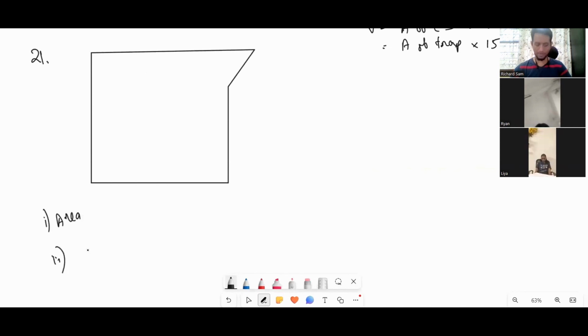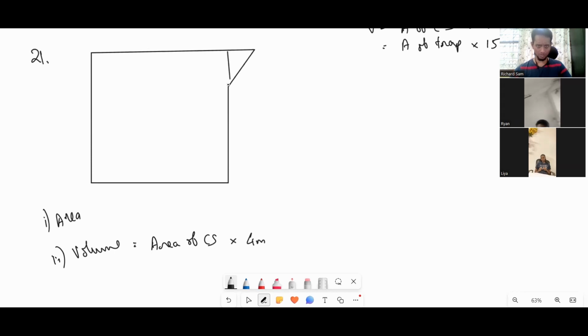Second question is, find the volume. So area of cross section, once we get the area of cross section, how to find the volume? This area of what we just got multiplied by the third dimension. What's the third dimension? 4 meters. You understand?